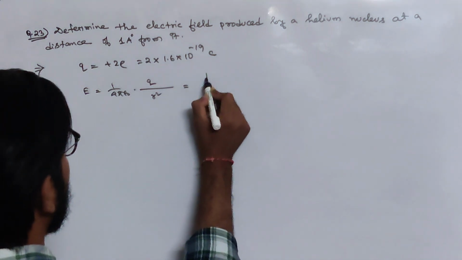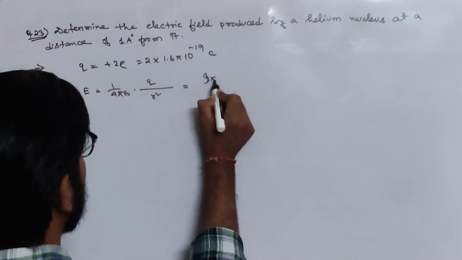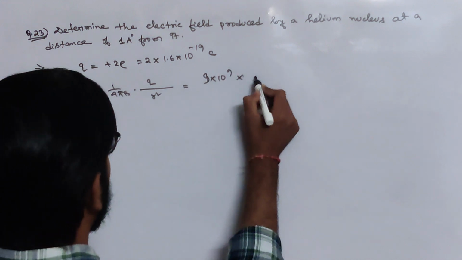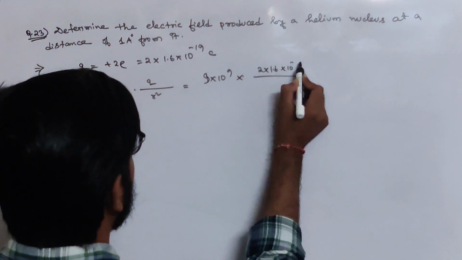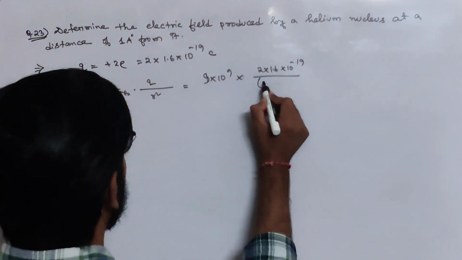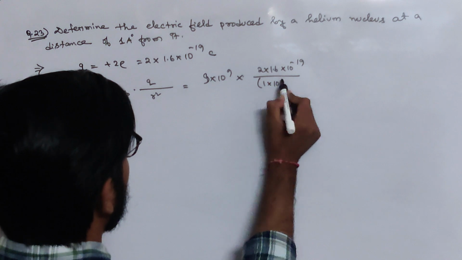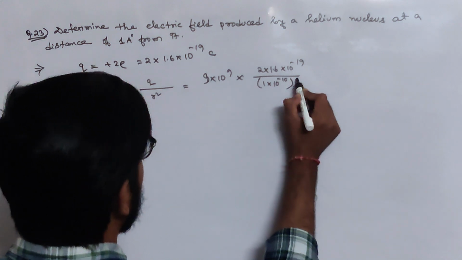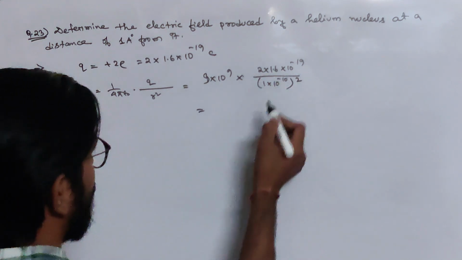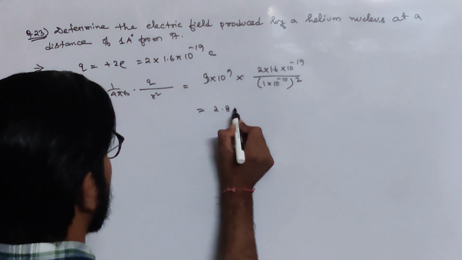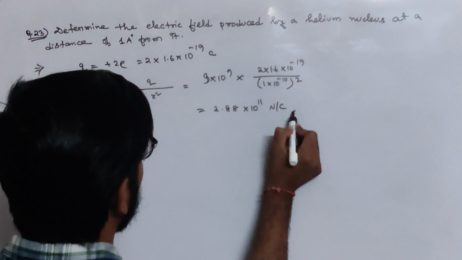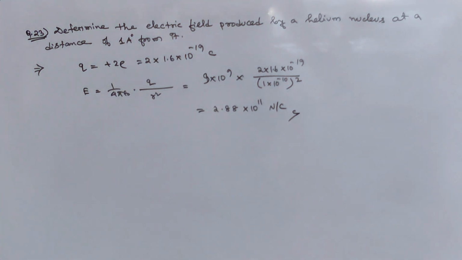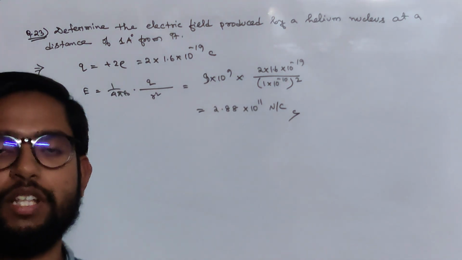So it will be nothing but 1 by 4 pi epsilon naught, you know, 9 into 10 to the power 9, and Q is 2 into 1.6 × 10^-19. The R square, R is 1 angstrom, which is 1 into 10 to the power minus 10 meter, and square. You solve it, you will find the answer 2.88 × 10^11 Newton per coulomb. It's a very easy question. Okay, let's move to the next question.